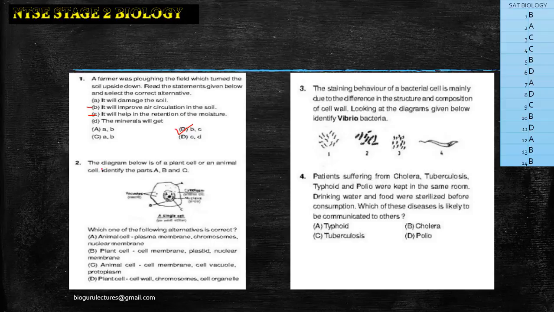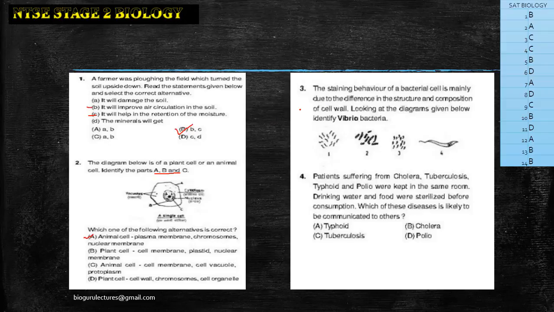And then the second one, the diagram below is of a plant cell or animal cell. Identify parts A, B, C. So the important differentiating factor of plant and animal cells is the nucleus. The centralized nucleus is only seen in the animal cell. So it's an animal cell, and as you go through the labels, maybe the picture is not so clear, but here I can see option A is right. So the plasma membrane, chromosomes inside, and then the nuclear membrane. Good. Let's continue with the next question.